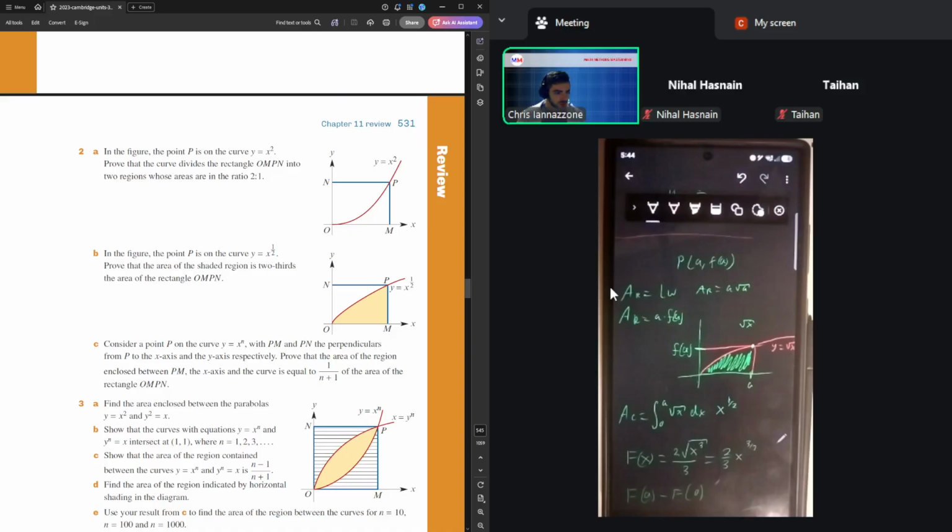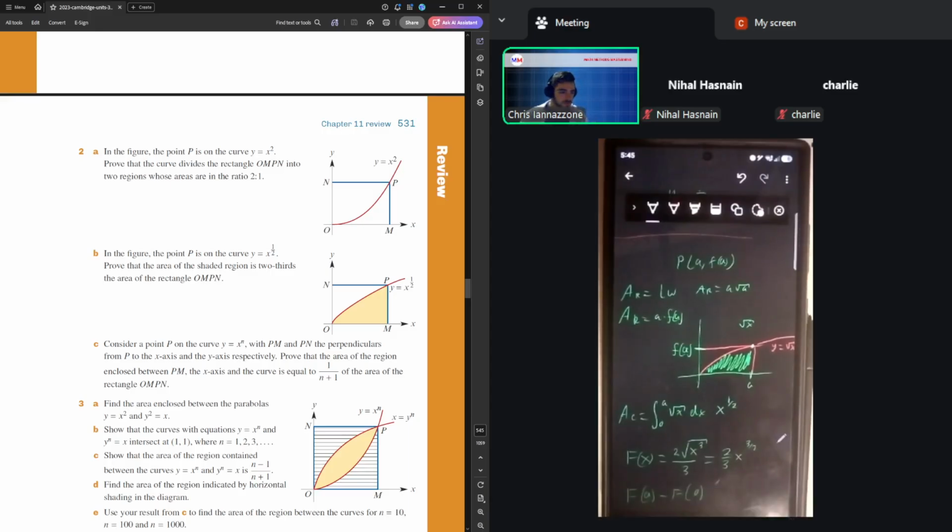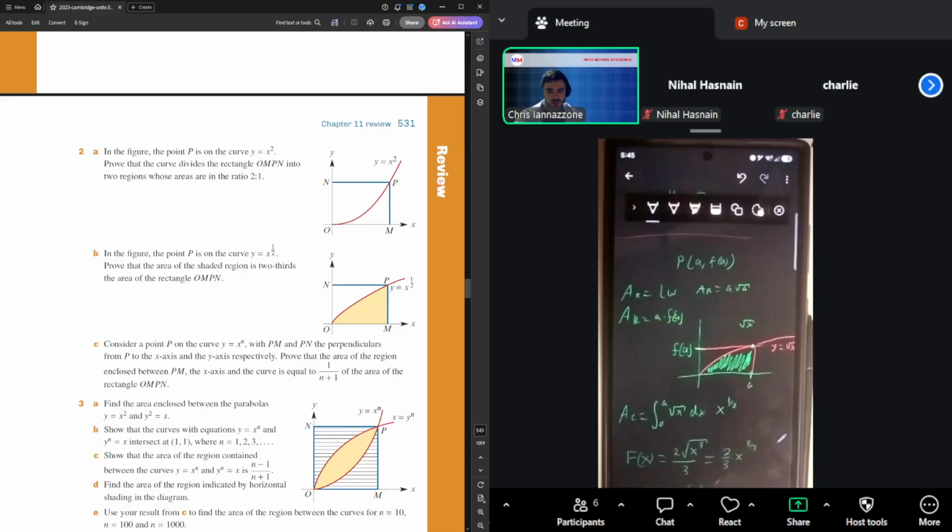Okay, so 2a, 2b, we were looking at x to the power of something. Now 2c, we're still doing x to the power of something, but that something is now an unknown. We have PM and PN, which are perpendiculars from some point to the x-axis and y-axis respectively. Question: does C assume any knowledge from A and B? Maybe. Some of the knowledge that we've obtained, or at least the working out that we've done, might be similar. I haven't actually had a read of C, but probably not.